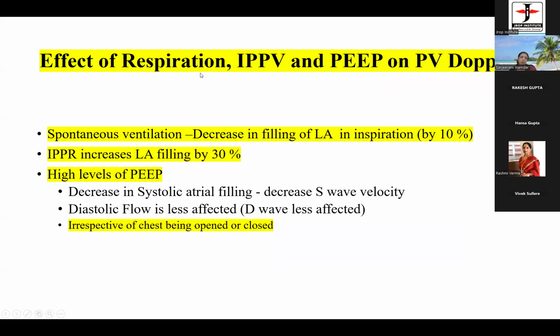Another important physiological change we must know is that during spontaneous ventilation, there is a decrease in filling of the LA in inspiration. We know that by 10%. IPPV increases LA filling by 30% because there is a reduction in the venous drainage to the right side, so obviously there is more flow on the left side. And when you apply high levels of PEEP, whether the chest is closed or open, there is a decrease in systolic atrial filling and a decrease in the S wave. There is hardly any change in the D wave.